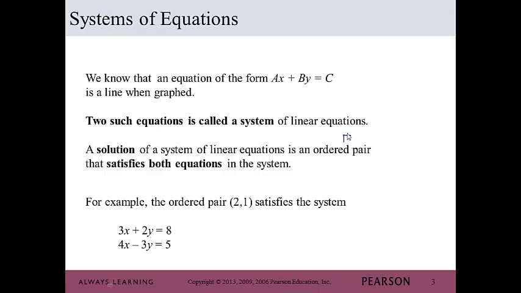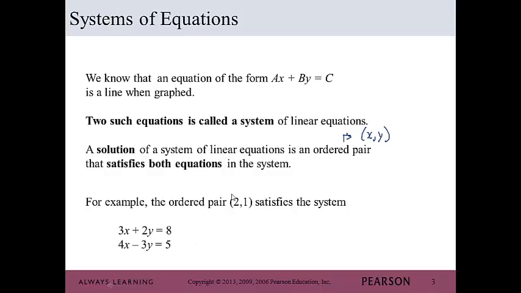Recall that an ordered pair is x comma y. And when it says satisfies both equations, that means when you take the x coordinate and plug it in for x, and then you take the y coordinate and plug it in for y, you will end up with the left side equaling the right side. And here they have an example. They say the ordered pair 2 comma 1 satisfies this system.